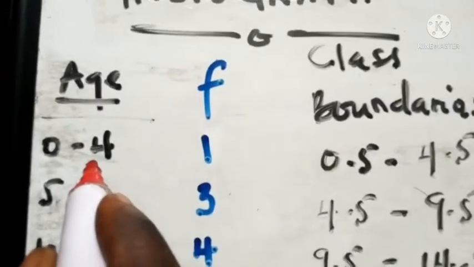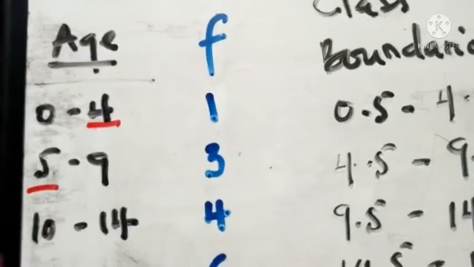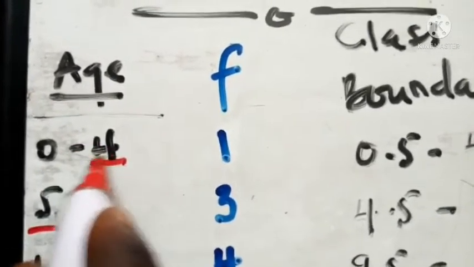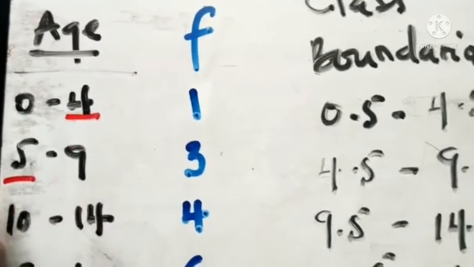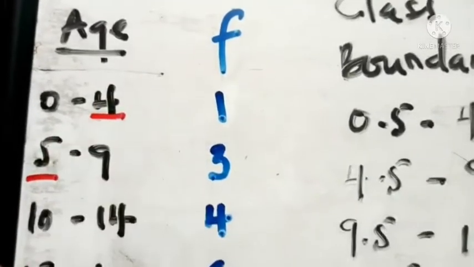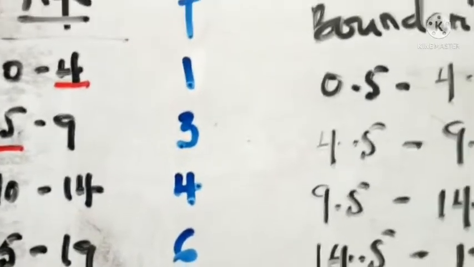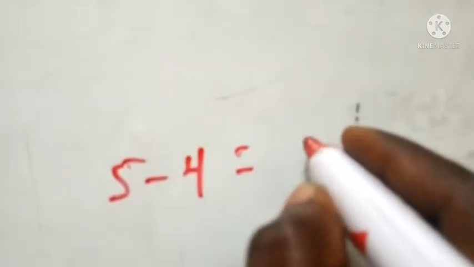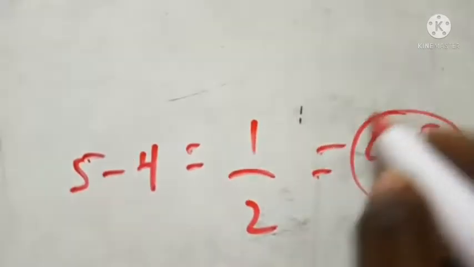For you to determine the class boundary, first thing you have to check the number here. What is the number here? It is 4, and then what is the number in the next range? That is 5. So the last number in one range, in this case it is 4, and then the first number in the immediate next one, that is 5. You find the difference between the two: 5 minus 4 gives me 1, and then you divide that by 2, so that will be 0.5.